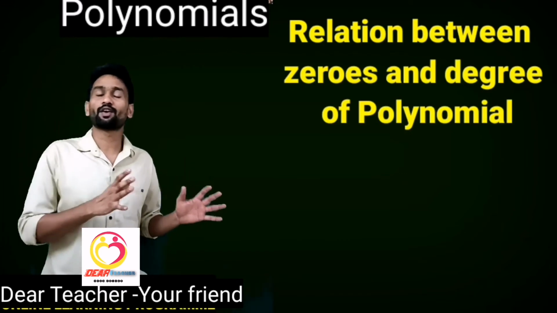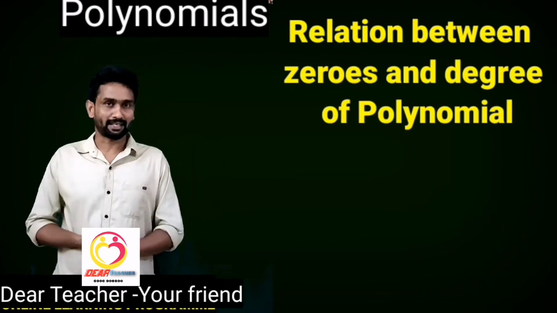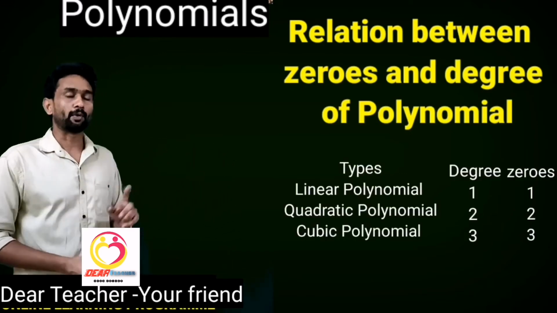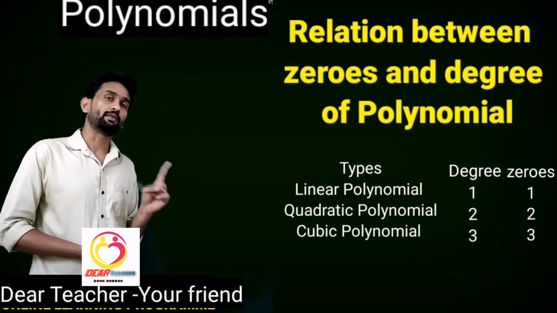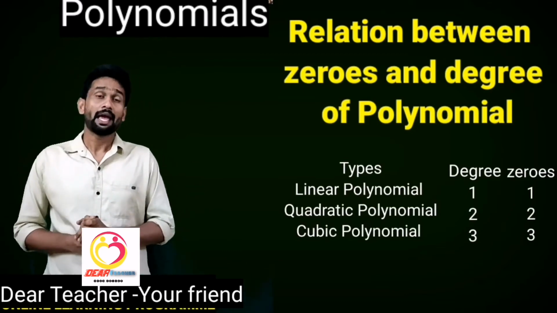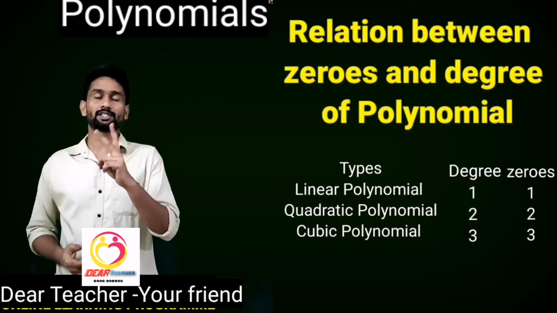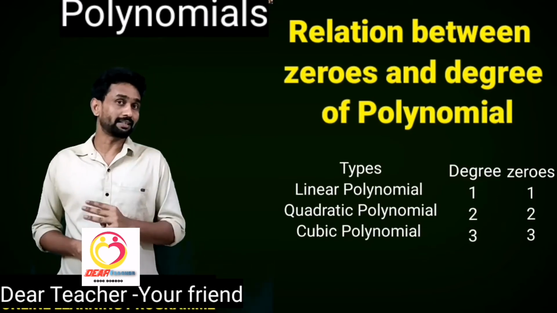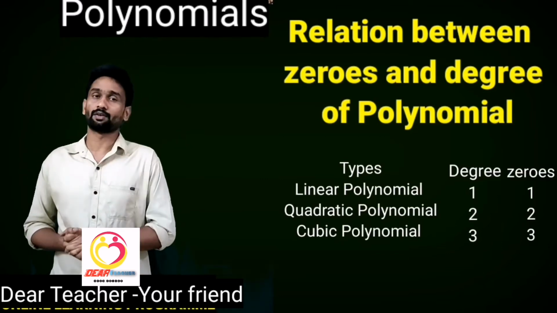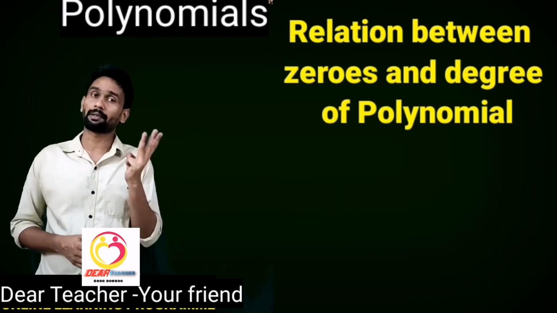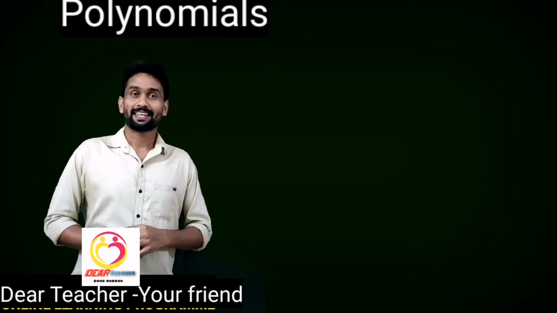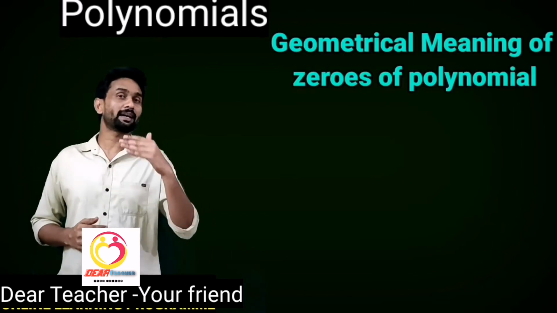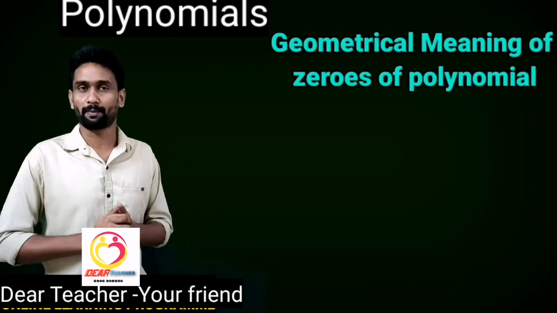These zeros of a polynomial and the degree are connected. For a linear polynomial, the degree is 1, so there will be only 1 zero. For a quadratic polynomial, the degree is 2, so there will be 2 zeros. And for a cubic polynomial, the degree is 3, so there will be 3 zeros, maximum 3 zeros. Sometimes it can be less than that. Next we are going to learn the geometrical meaning of zeros of a polynomial.